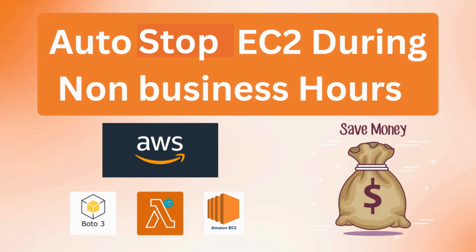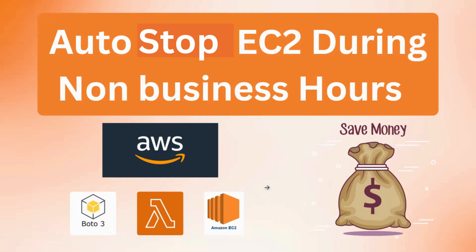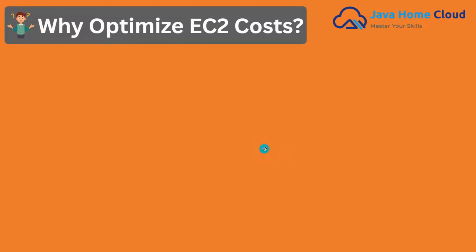We'll do this using Lambda as well as the Amazon EventBridge service. First, let's understand why we should optimize cost. Let's be honest, many of us spin up EC2 instances for testing and development, as well as for internal applications. Then we forget to stop them. When those instances keep running overnight or on weekends, your AWS bill keeps growing silently.